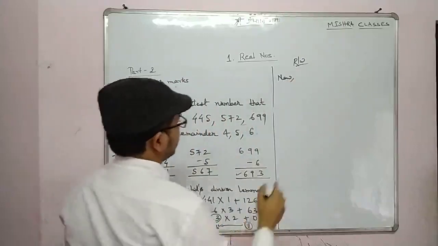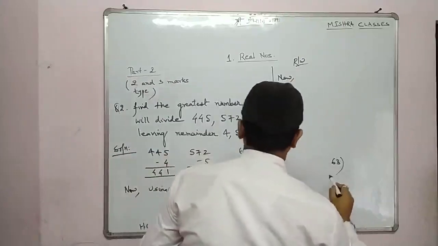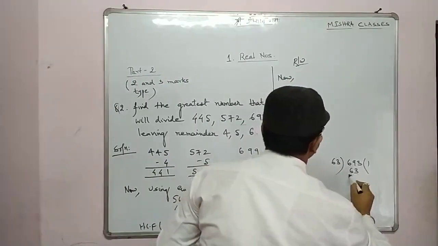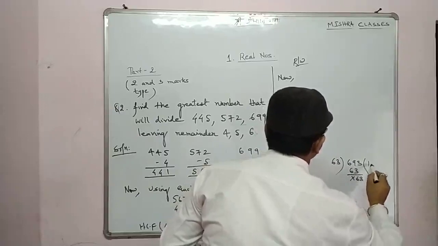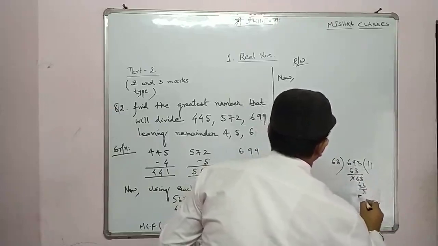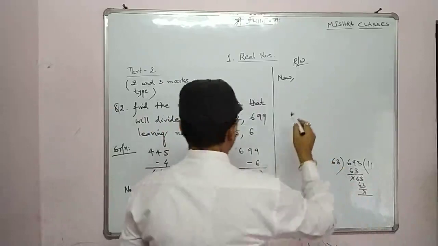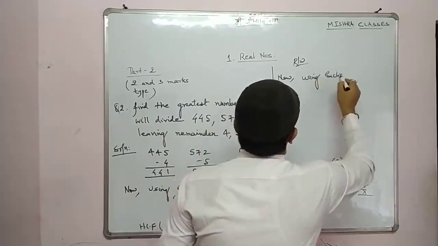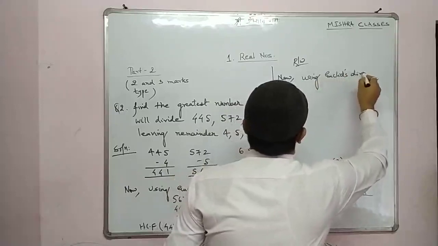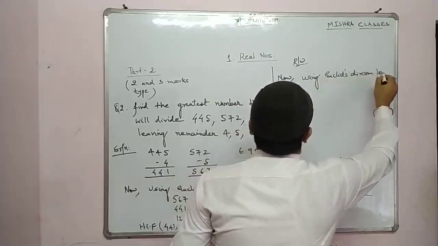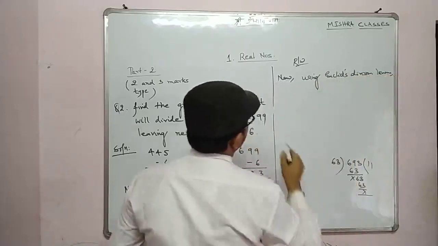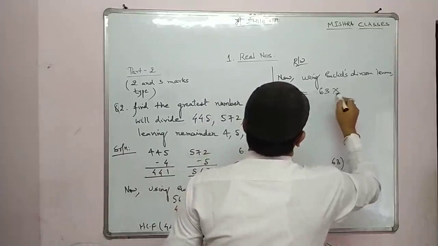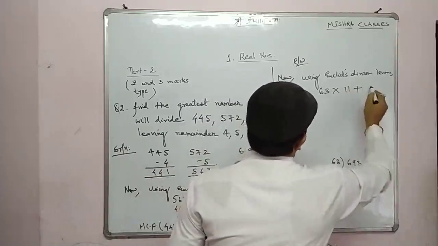Now what we can do here is divide 693 by 63. 63 times 1 is 63. Then this becomes 63, 63 times 1 is 63. So what we are saying now, using Euclid's division lemma, we can say 693 equals 63 into 11 plus 0.